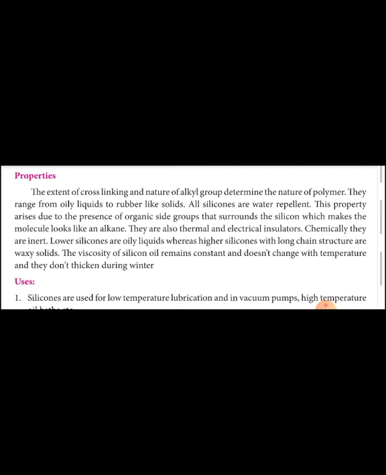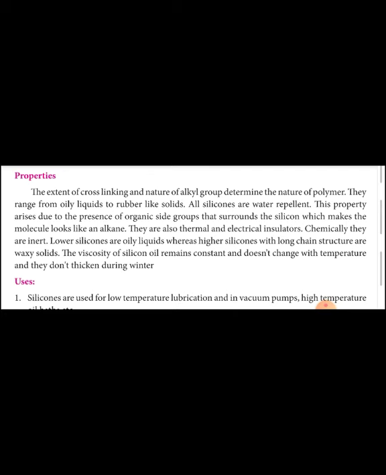At last I will show the picture of how silicones are used in making toys, or whether it looks like an oil or a waxy substance. I will show the picture. So lower silicones are oily liquids, whereas higher silicones, or long chain structures, are waxy solids.